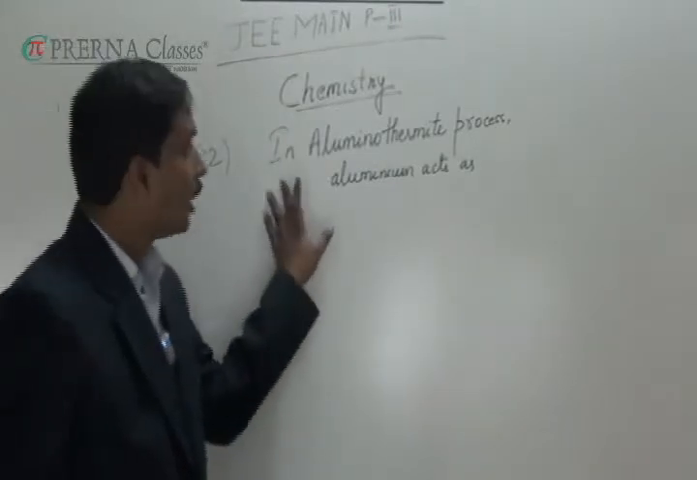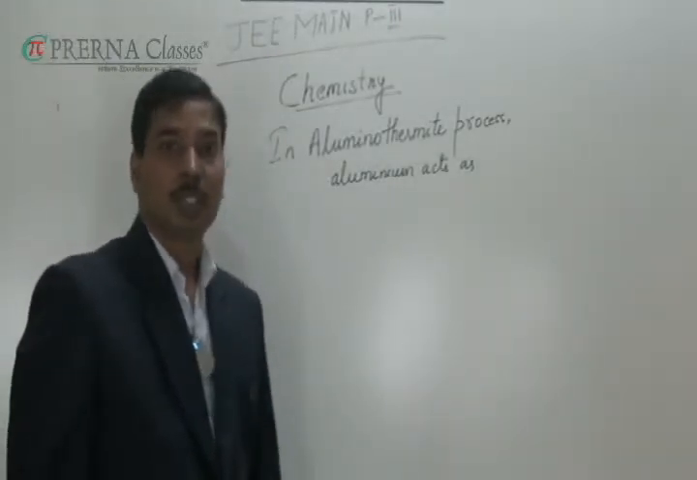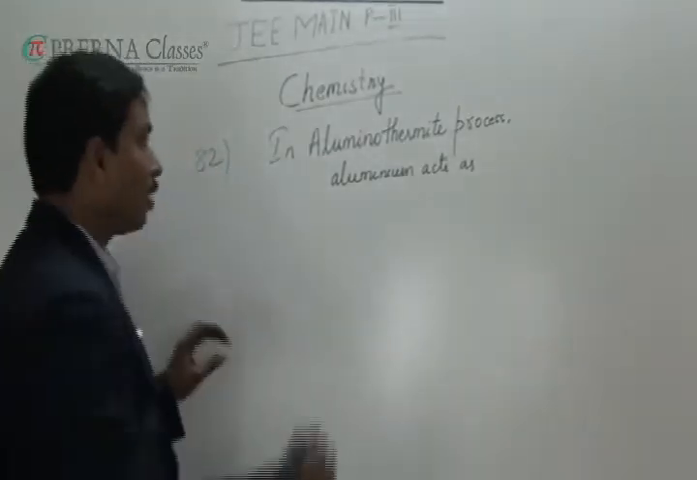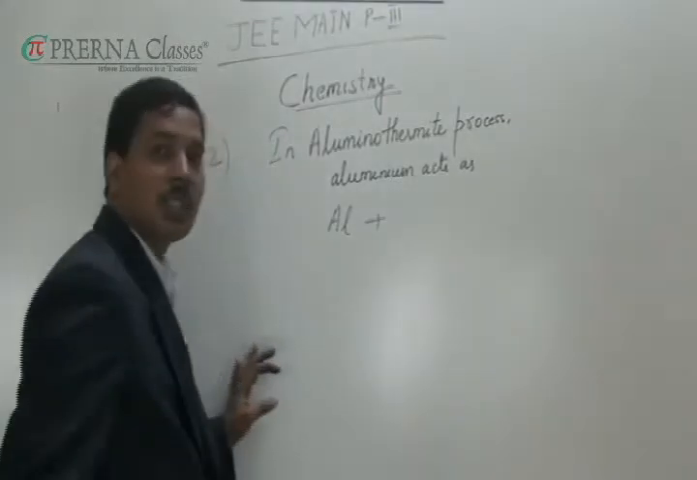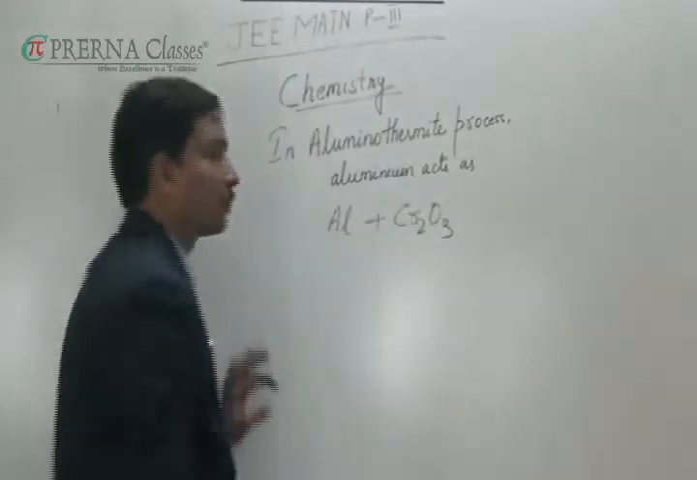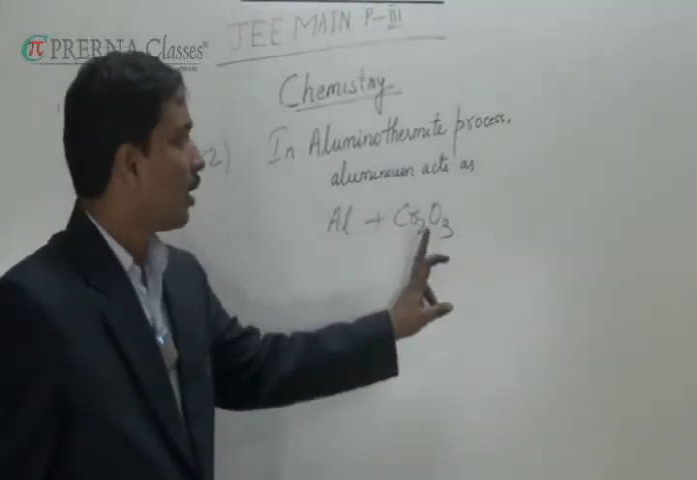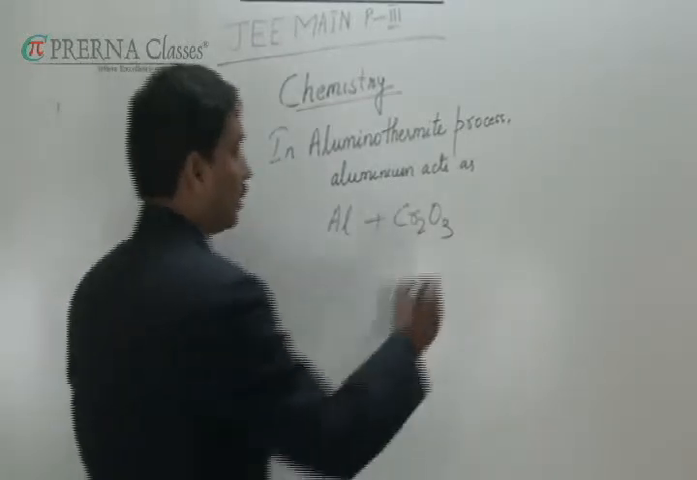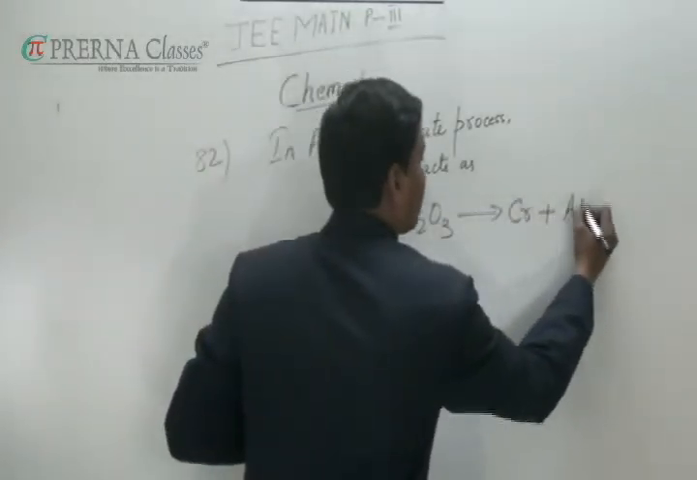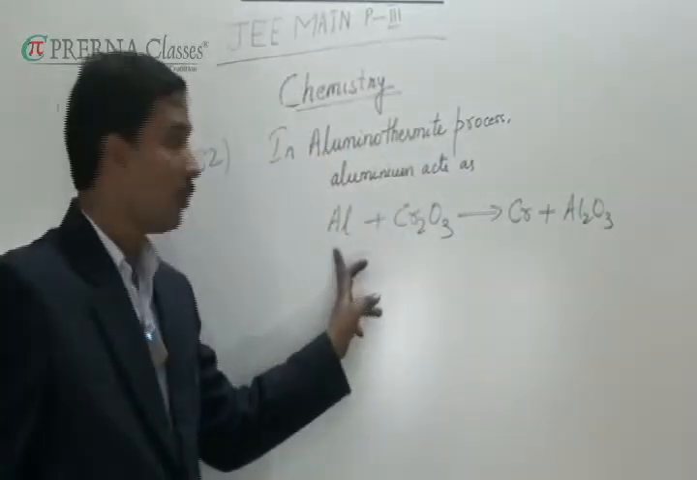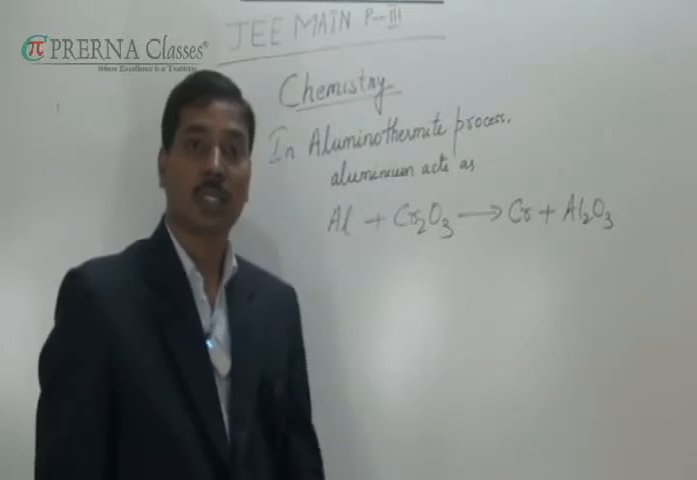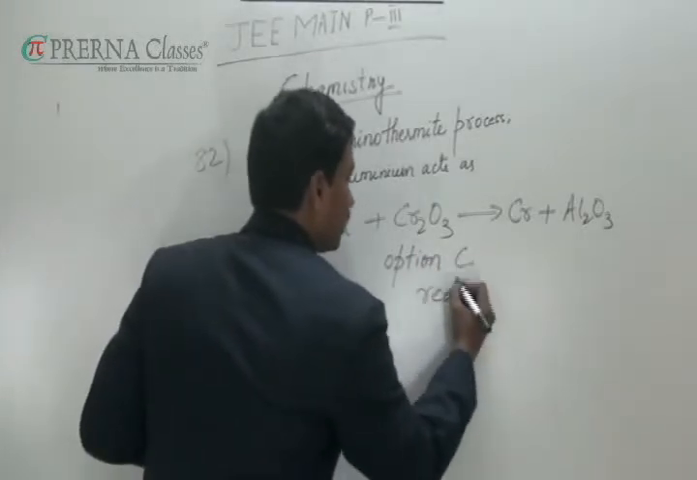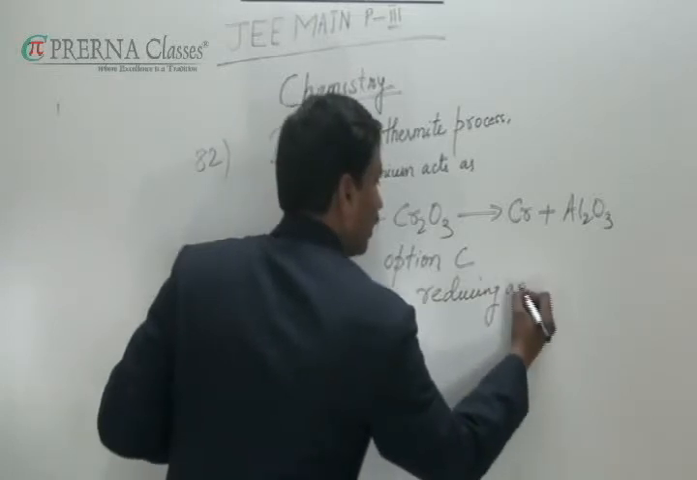Question number 82. In aluminothermite process, aluminium acts as, means we have to answer whether it is an oxidizing agent or reducing agent or both. So in aluminothermite process means aluminium, take an example Cr2O3. Aluminium is converted into Al2O3 and chromium oxide will be reduced into Cr. Since aluminium reduces Cr2O3, it acts as a reducing agent. Therefore, the answer is option C, that is reducing agent.